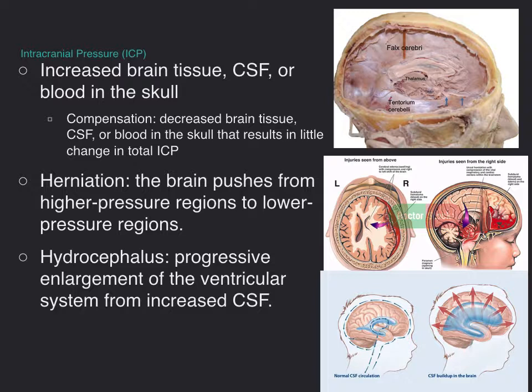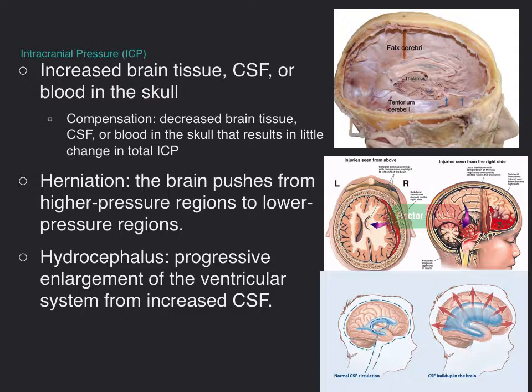If you look in the middle picture, then you can see how, for instance, increased bleeding in the brain will cause the brain to be misplaced by the bleeding and can ultimately cause herniation of the brain into the brainstem.